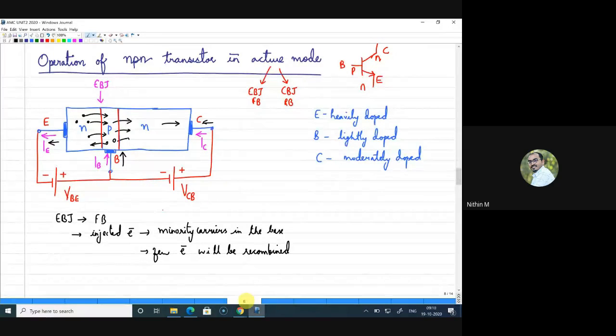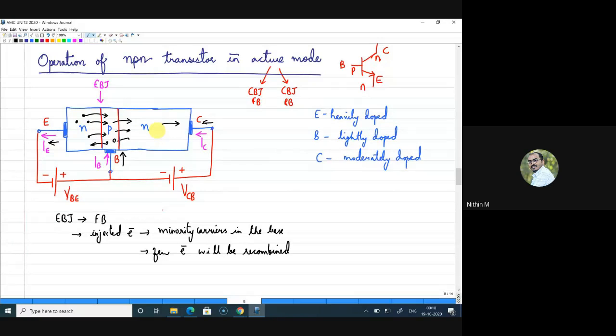Now, if you look at the emitter base junction, when it is forward biased, since the emitter is heavily doped, it will have a lot of electrons which will come to the base. But since the base is very thin and lightly doped, few of the electrons will get recombined, but the rest of the electrons will be heavily attracted by the reverse bias potential which is available at the collector. So that results in an electron flow from emitter through base to collector.